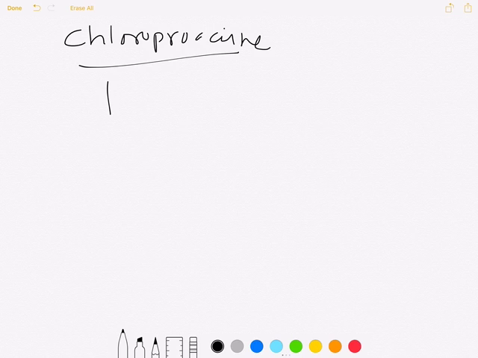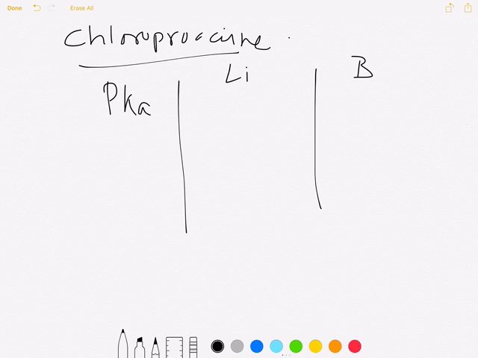Its pKa is, and this is lidocaine's pKa. See lidocaine here. This is bupivacaine's pKa. So as we know, lidocaine's pKa is 7.9, bupivacaine's pKa is 8.1, and the pKa of chloroprocaine is actually, off the top of my head, I can't remember what the pKa of chloroprocaine is, but what is it? Let me look it up.